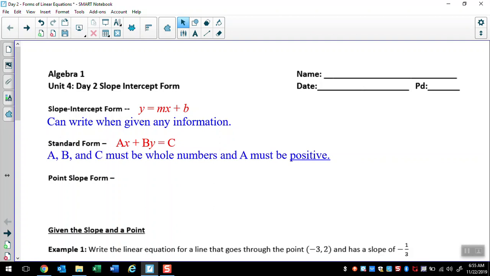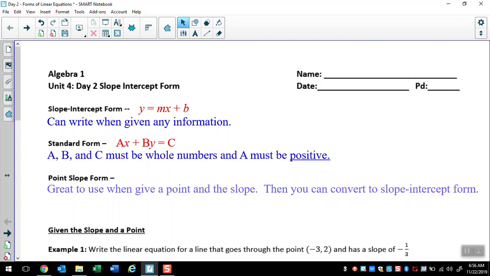Those are the rules we have to follow when we write things in standard form. Point-slope form is a form that's great to use when you're given a point and the slope. Then you can convert it to slope-intercept form. So the x1 and the y1 are the given point, the ordered pair. M is your slope. So I can just substitute them in, and then I can convert my equation to slope-intercept form.